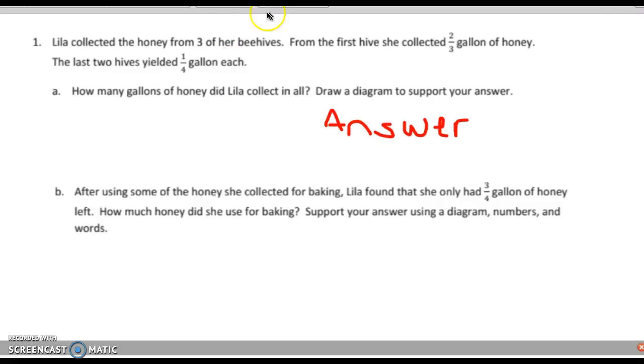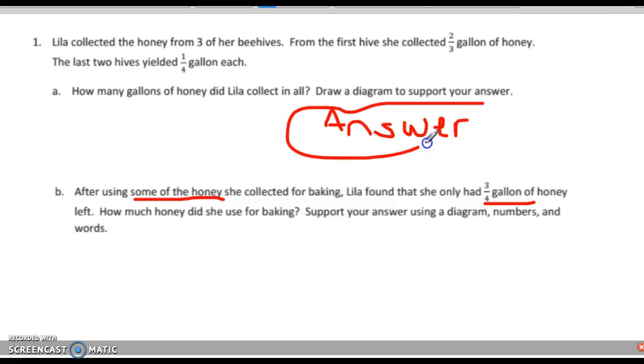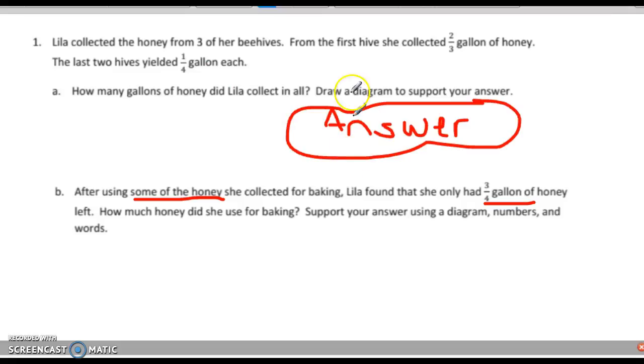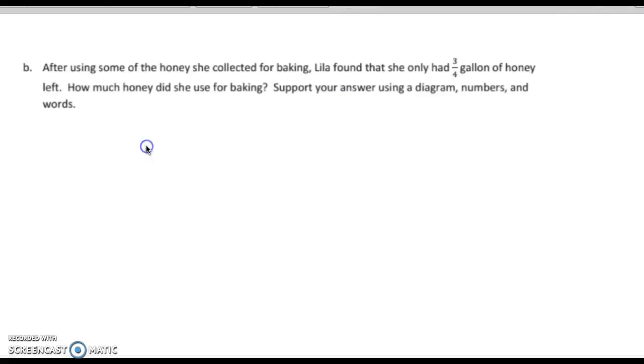So essentially what we're saying right here is that we don't know how much honey she used. She used some of the honey. We don't know how much. We know that she has 3/4 of a gallon of honey left. And whatever your answer was to question 1, that's how much honey she had to start out with. So to me, it makes the most sense to take that answer from right here. So let's take a look at our answer and maybe put that into a tape diagram.